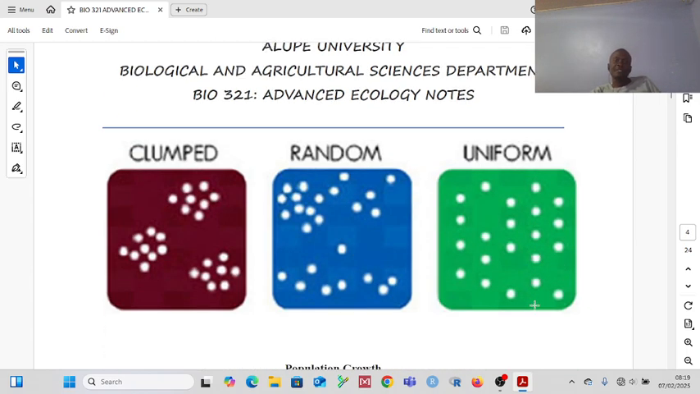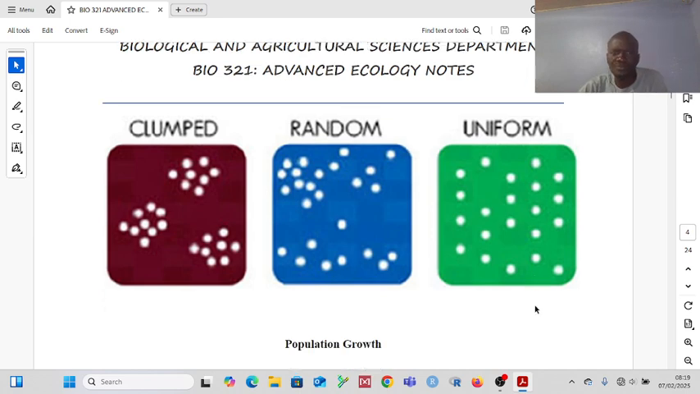Okay. So, as you can see, I think it's on page 4 of your notes, you have a diagram showing the first one is the clumped. Okay. So you go in groups. Then the random one, it is just all over with no clear pattern. But with the uniform one, there is sort of a pattern. Okay. There is sort of a pattern in the spread across that particular area.